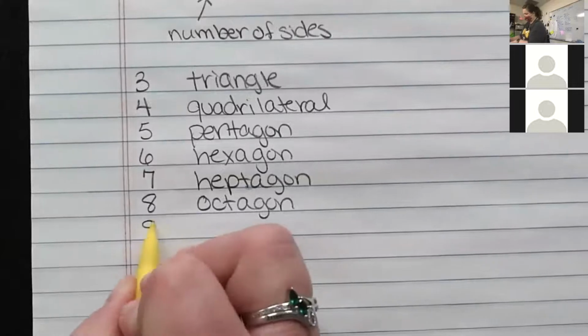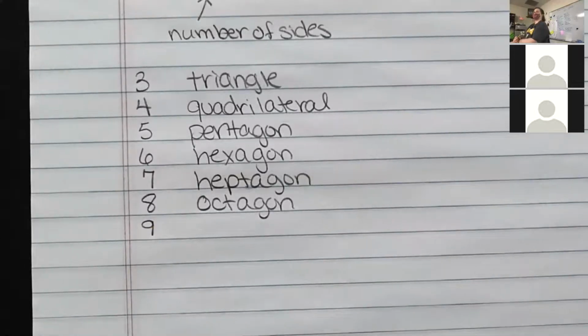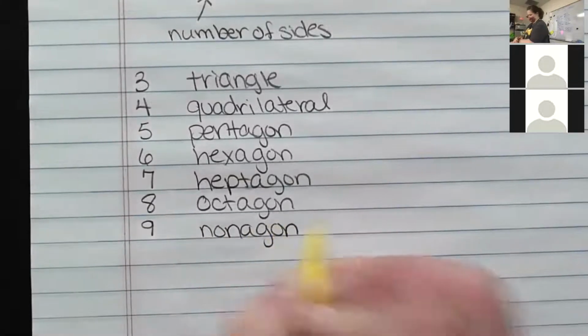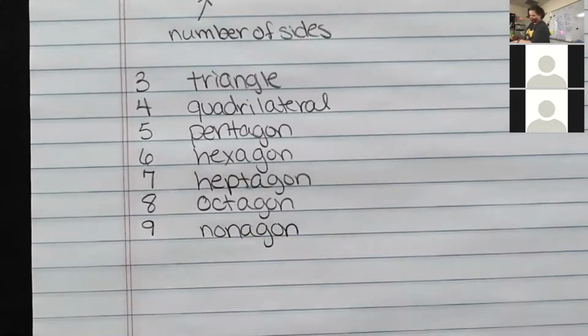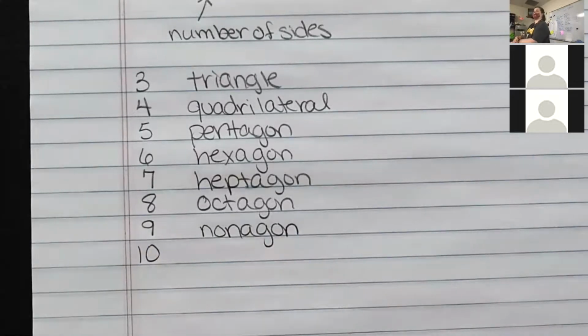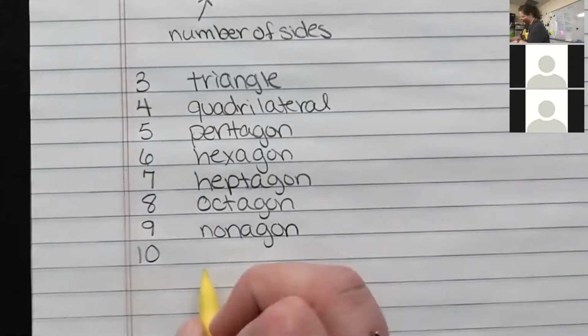Well, we're going to do the main ones. 9. Anyone know what 9 is? This is a fun one. Nope. Nonagon. Not a real gun. Nonagon. How about 10? A good guess for 10? Pentagon. Nope. How do we say 10 years? Decade. So it's a decagon.